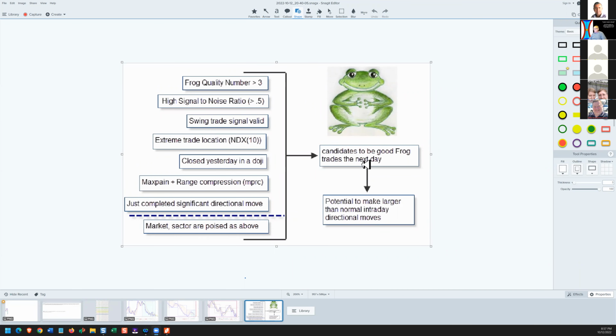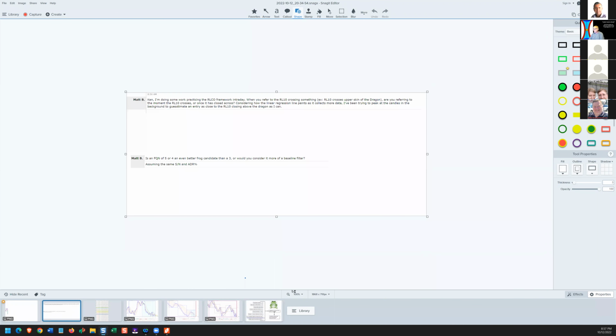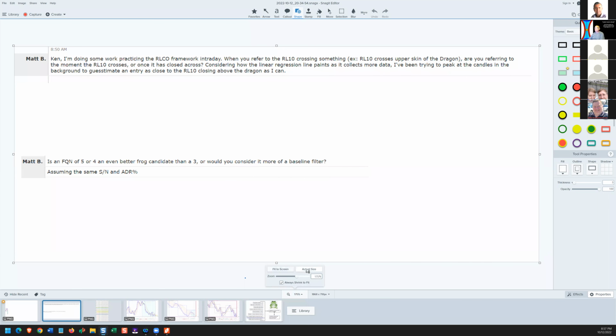All right, so there was a question in the chat room today from Matt. A couple things. Is a frog quality number of 5 or 4 an even better frog candidate than 3? Or would you consider it more of a baseline filter? It's really one of the conditions. It's not even a filter.